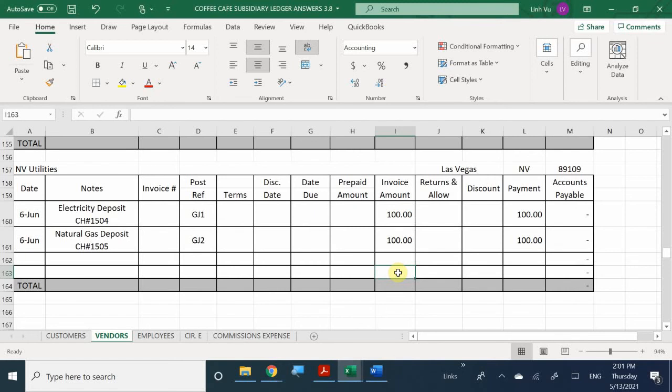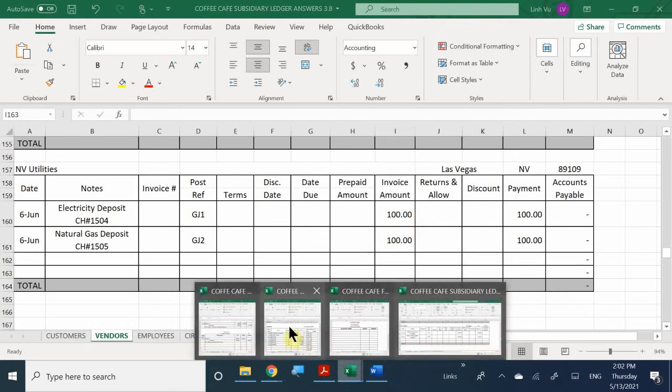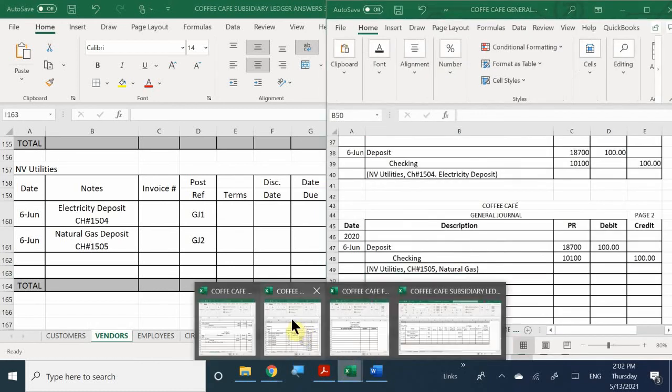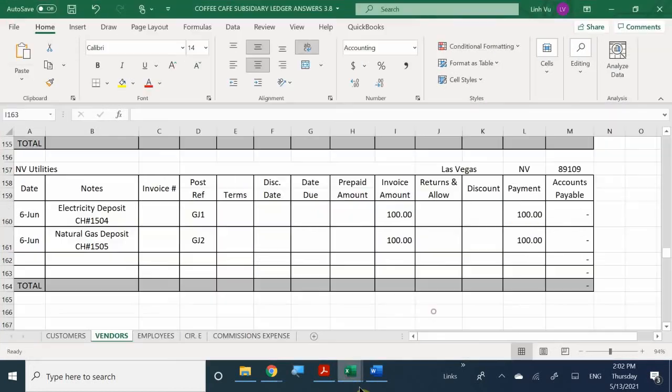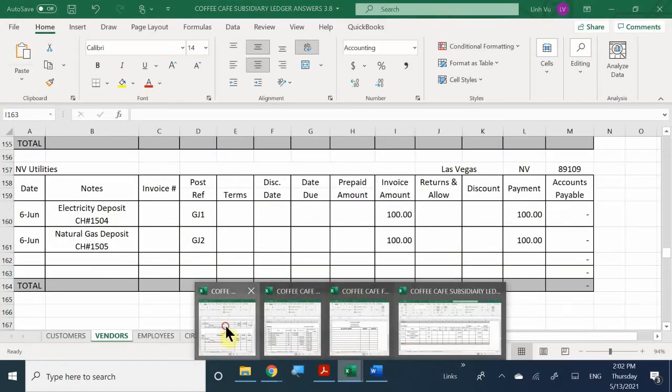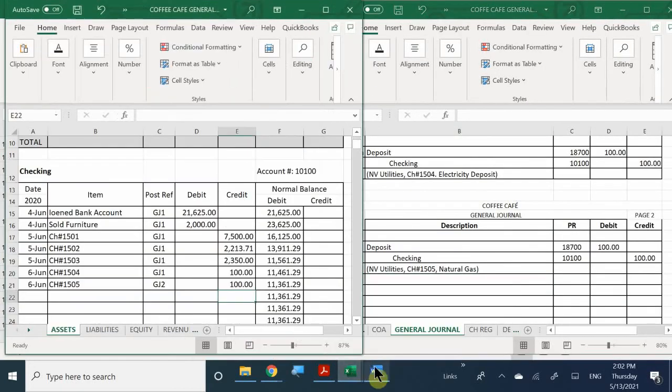All right. Now that we updated the journal, we updated the ledger, and we updated the subsidiary ledger, we are done with this transaction.